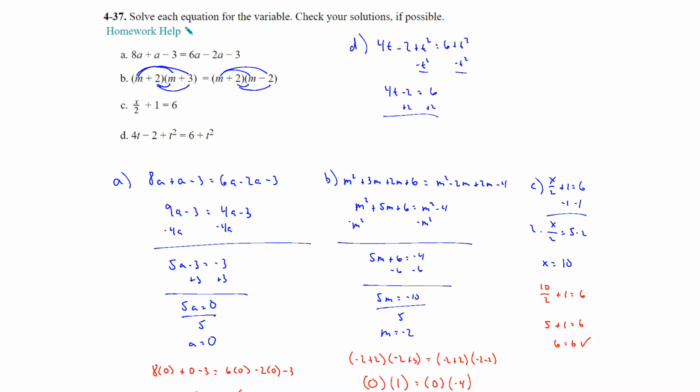We can add 2 to both sides, get 4t equals 8, divide by 4, and we get t equals 2. And once again, if we plug that back into the original, 4 times 2 minus 2 plus 2 squared should be equal to 6 plus 2 squared. So let's see what we get. 8 minus 2 plus 4.